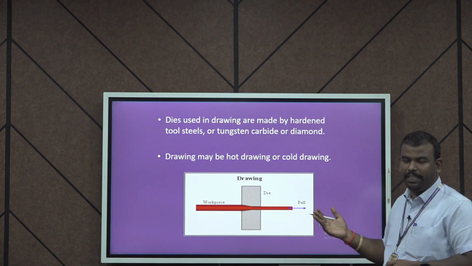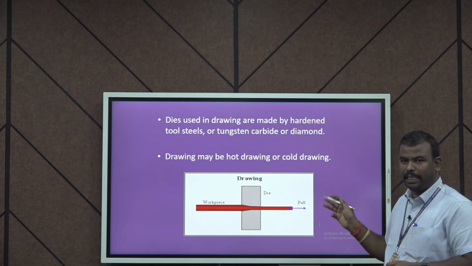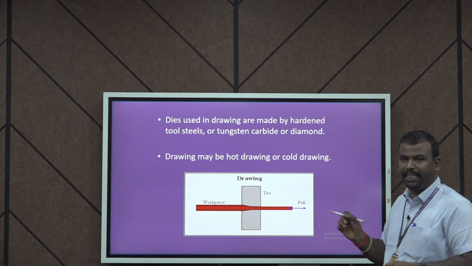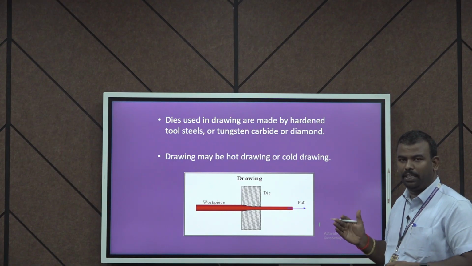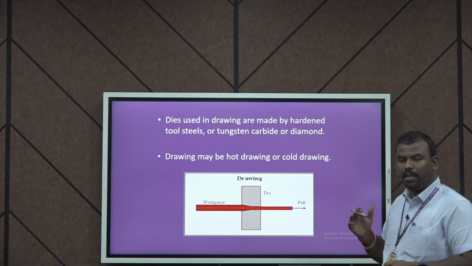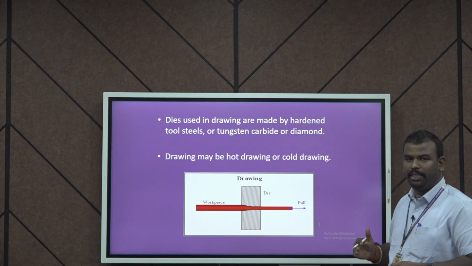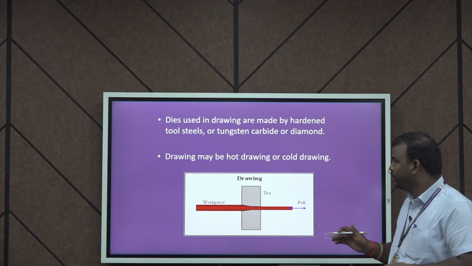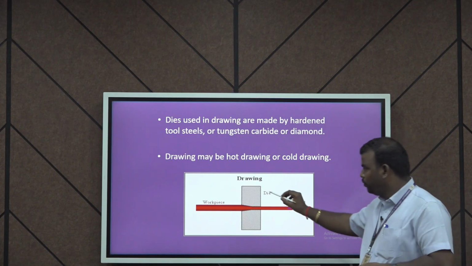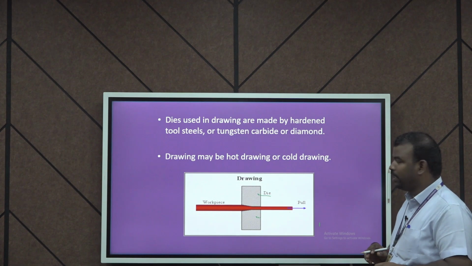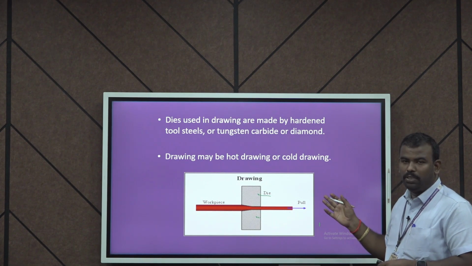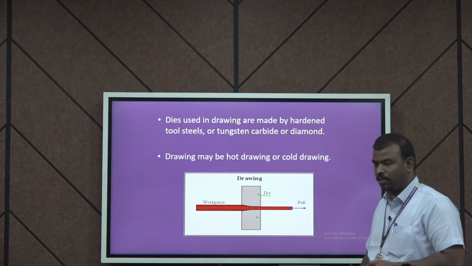Drawing is also classified into two categories. First one is hot drawing, second one is cold drawing, based on the working temperature. If we use above recrystallization temperature and below melting temperature, it comes under the category of hot drawing. If we use above room temperature and below recrystallization temperature, it comes under the category of cold drawing. The die materials used for the drawing process are hardened tool steel and tungsten carbide.